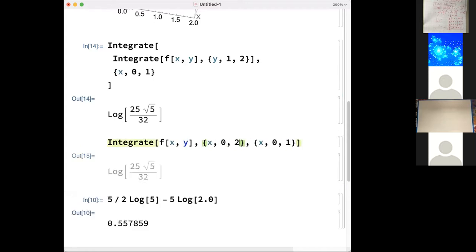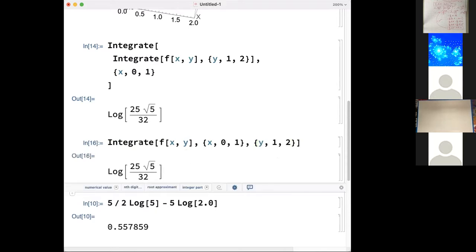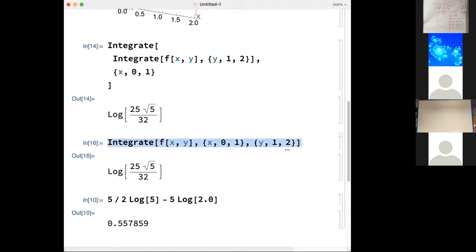Let me change the order and see if it's faster. Oops, this y was from 1 to 2. So Mathematica preferred to do the double integral as opposed to the iterated integral. When you do an integral inside an integral here, it's called an iterated integral. This is Mathematica interpreting this as a double integral. But I'm curious, would it have been easier for me as a human to use the order I originally gave you? Well, let's find out.